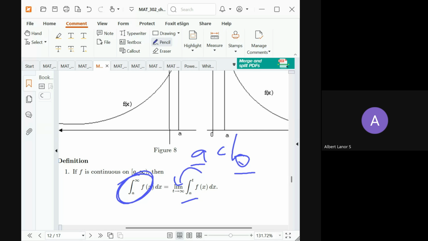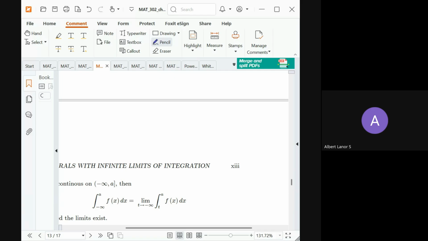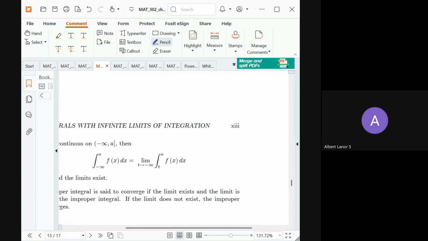The same goes for minus infinity. For minus infinity, you find the limit at a t, but you take the limit as that t goes to minus infinity.